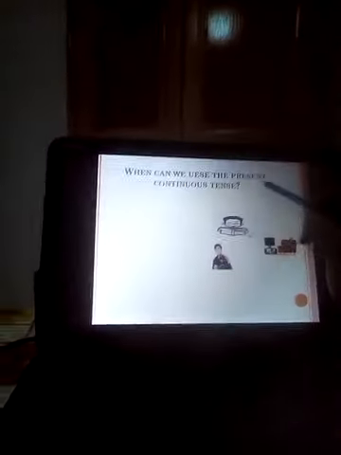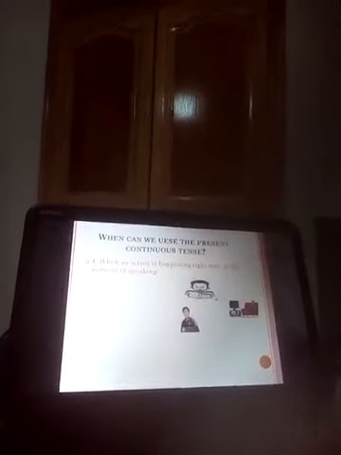So when can we use the present continuous tense? We know that in the simple present, we use the simple present tense to refer to repeated action or habitual action or a general truth. But the present progressive tense or the present continuous tense, when do we use it?